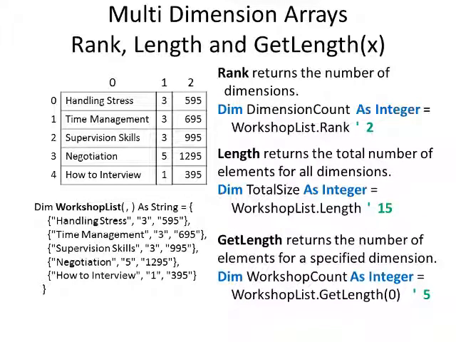Here are some more cool things about multi-dimensioned arrays. Rank returns the number of dimensions. In this case, it's a 2. It's a 2-dimensioned array. Length returns the total number of elements for all the dimensions. Since this is a 5 by 3 array, length returns 15. GetLength returns the number of elements for a specified dimension. For example, if I want dimension 0, that's going to be the number of workshops. In this case, it's 5, 0 through 4. Gives me a 5 for the get length.